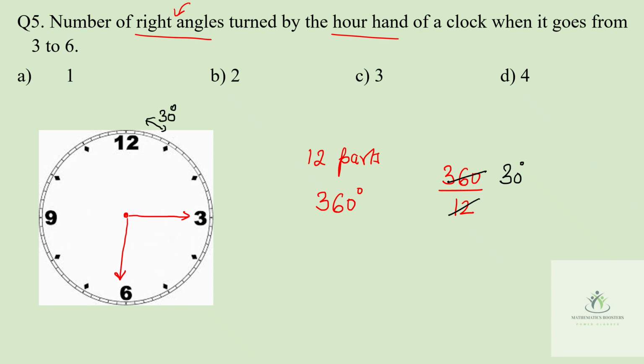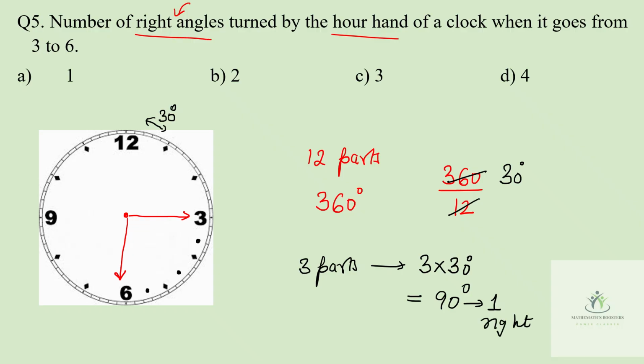And how many parts are there? This is one part, second part, third part. Between 3 to 6, 3 parts means 3 times 30 degrees, which is 90 degrees. And 90 degrees itself means one right angle. So what is the answer? 1.